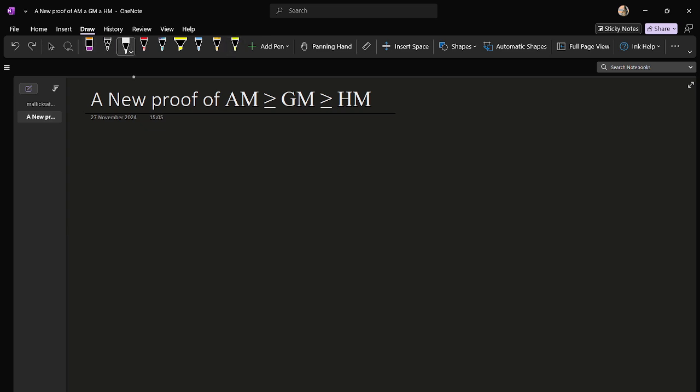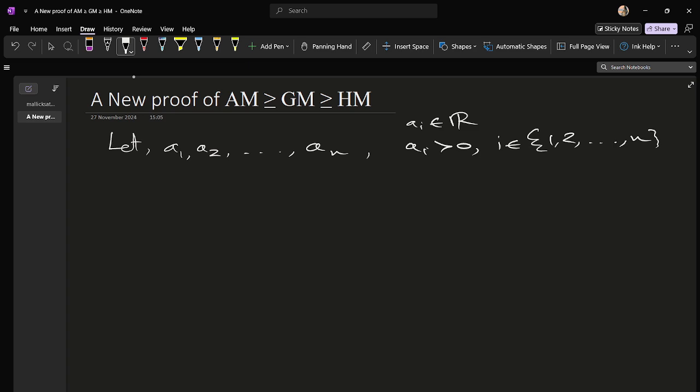So let us say a1, a2, up to an are what? The ai's are greater than 0, which means they are positive real numbers, and i belongs to 1, 2, up to n. Then this holds: AM is greater than or equal to GM, which is greater than or equal to HM.